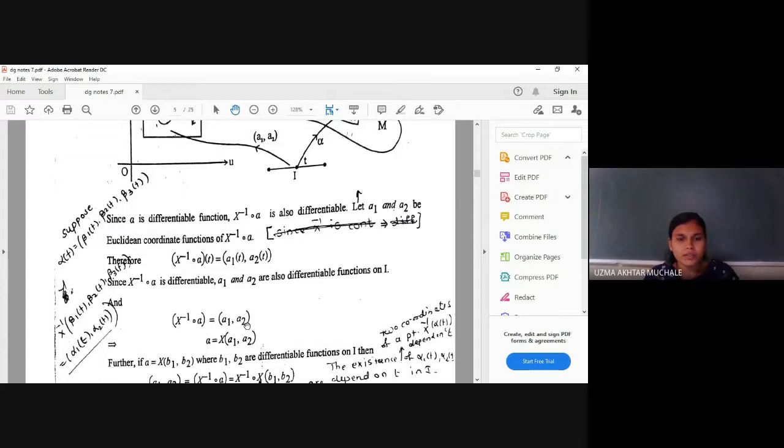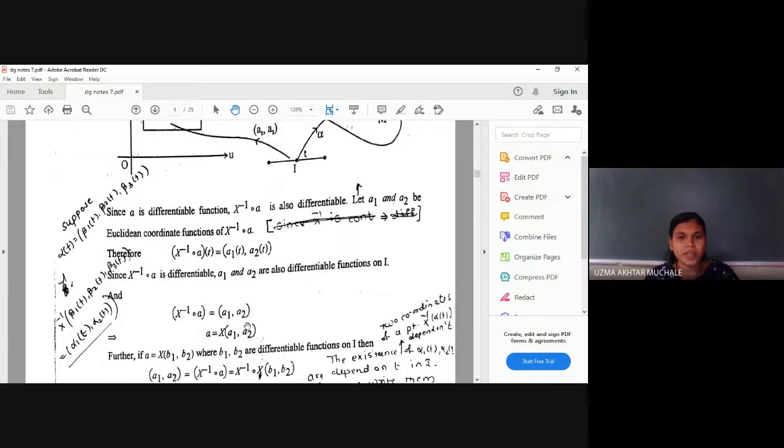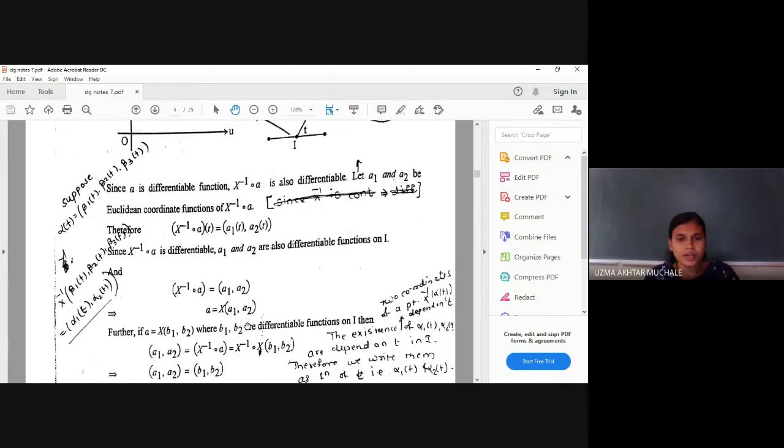What will be the condition for x inverse of alpha to be differentiable? Alpha being differentiable is not given to us. So are you going to assume alpha is differentiable and, with the help of that, say that the composition x inverse of alpha is differentiable? That is a question for you. So finally we will assume that a1, a2 are the component functions, that is, x inverse of alpha is a function from I to D.